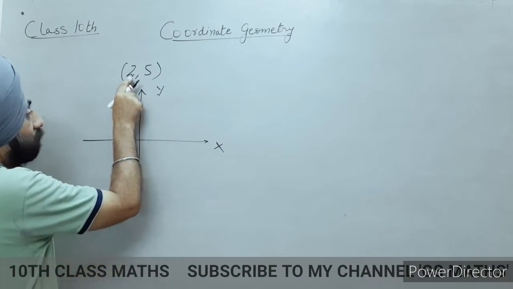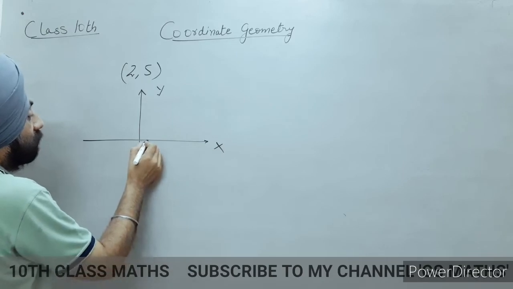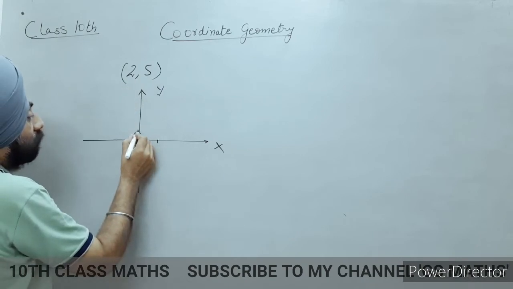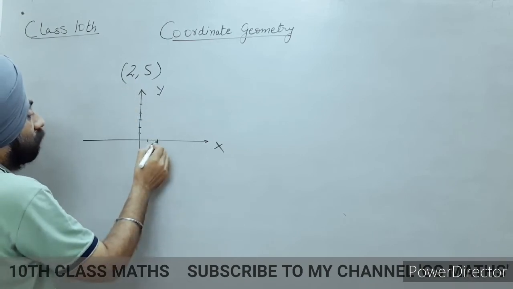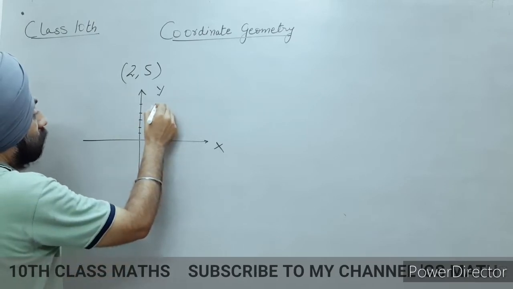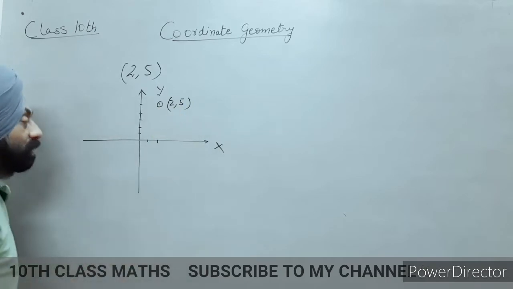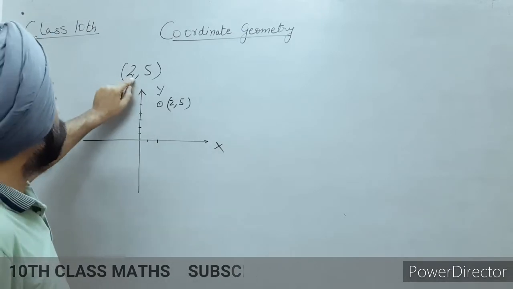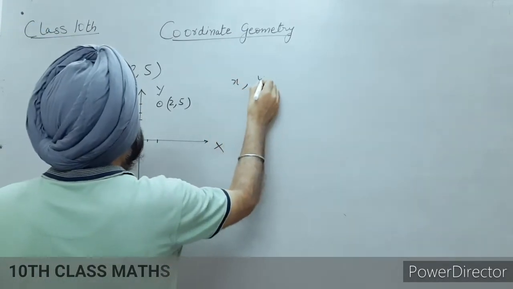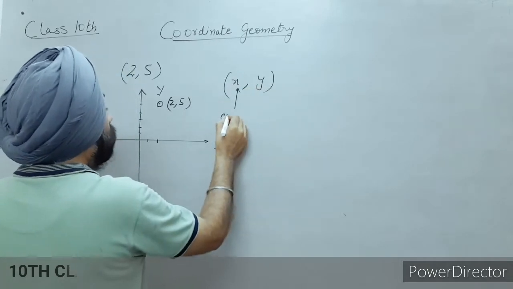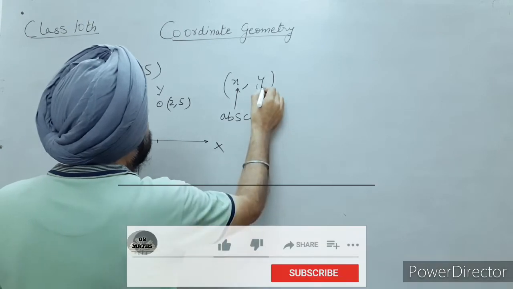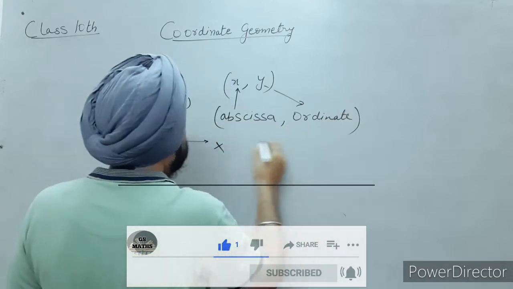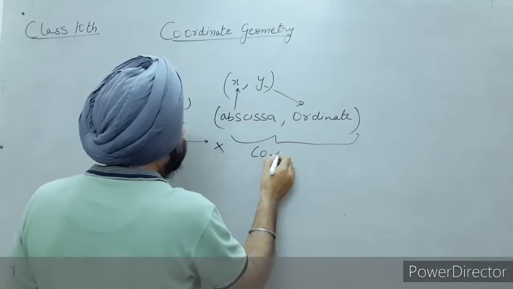That 2 is the abscissa, which is located on the x-axis, just like 1 and 2. Now 5 is the ordinate and it is plotted on the y-axis, 1, 2, 3, 4 and 5. So my point is (2, 5), somewhere here. This is the point (2, 5). We studied in the lower classes how to locate a point (x, y). This x is called the abscissa and this y is called the ordinate. Together they are called the coordinates.